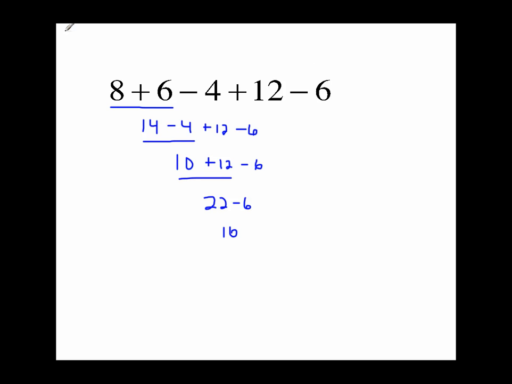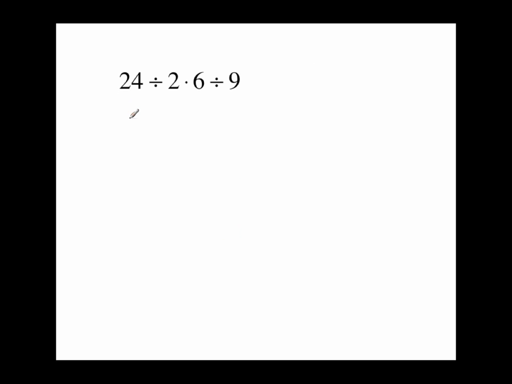Now, examples that are all multiplying and dividing will follow the same idea. In order from left to right. You don't have to multiply before you divide. You have to work left to right. So, don't do 2 times 6. In order, 24 divided by 2 is 12. Times 6 divided by 9. Now it's time to multiply because that is the leftmost operation. So 72 divided by 9 is 8.